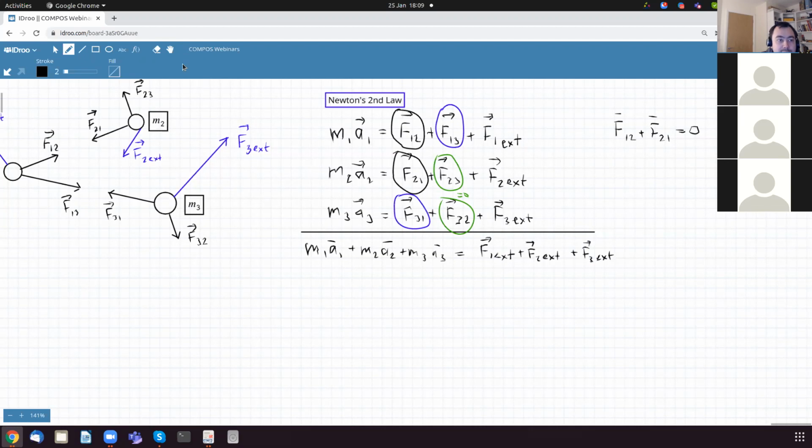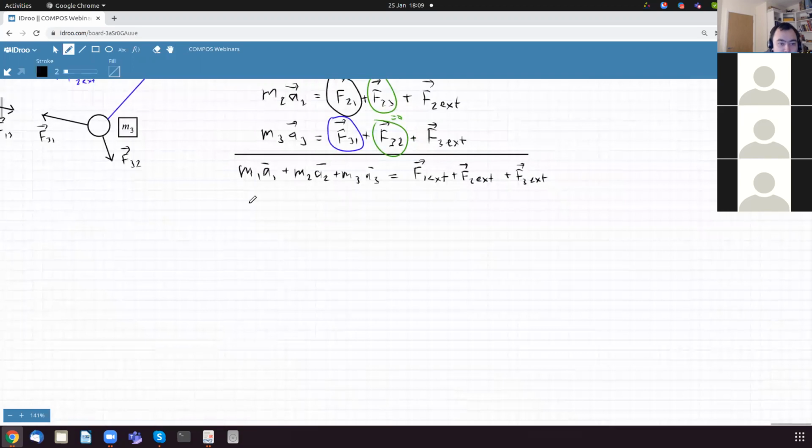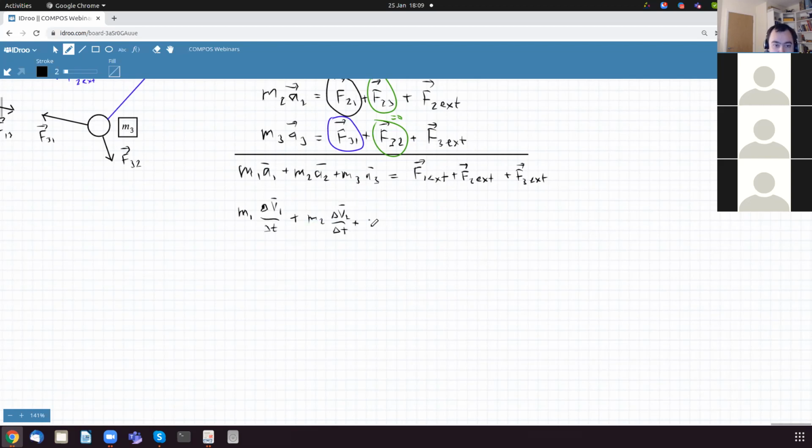Okay. Now let's work with the left-hand side. Well, MA is M1 delta V1 divided by delta T plus M2 delta V2 by delta T, because the acceleration is delta V over delta T, plus M3 delta V3 over delta T, and that is equal to the sum of the external forces.